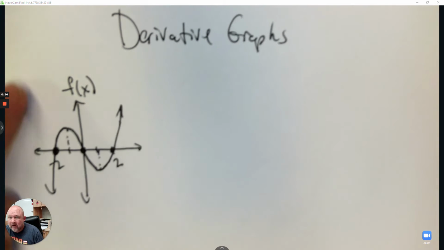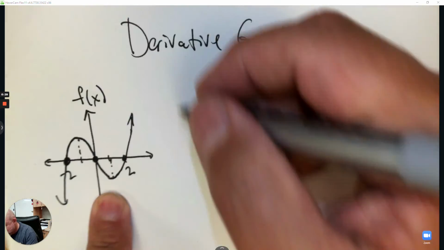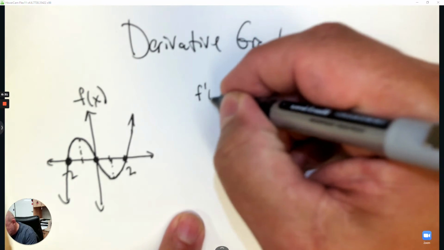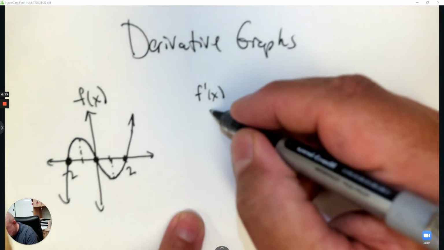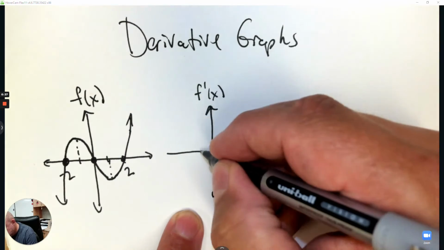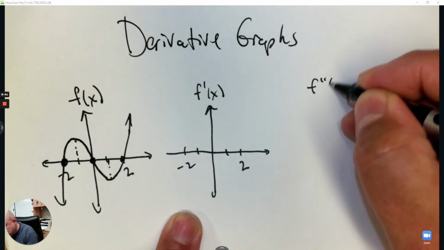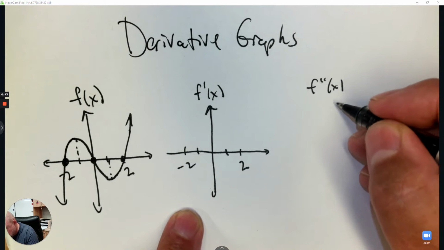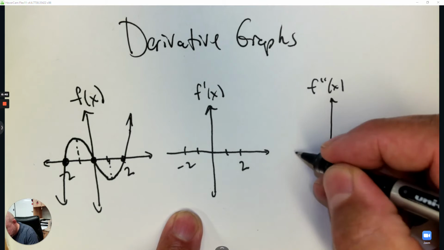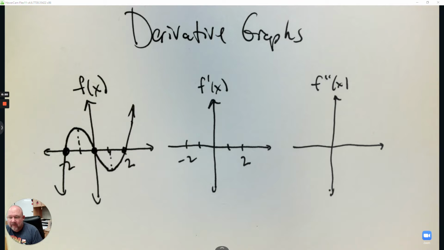All right, so we have a function. And I want to be able to graph the derivative of that, and what does it mean? And I want to be able to graph the second derivative based on that too, and what does it mean? So I think a good first step here is to draw a number line.